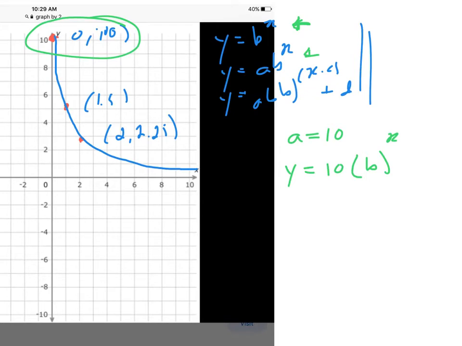Okay, all that I'm going to do is substitute in my points for y and x. So I can see my first point here, I have 0 and 10 as a point. So when y is 10, x is 0. Well, I know anything to the power of 0 is 1.